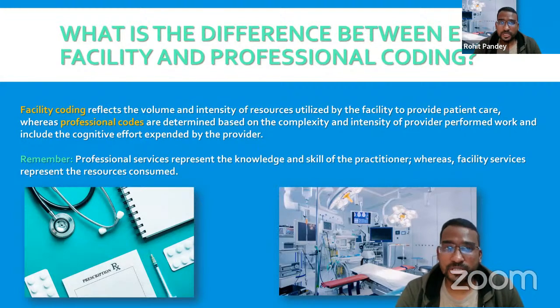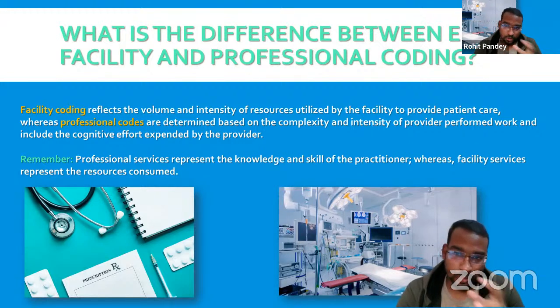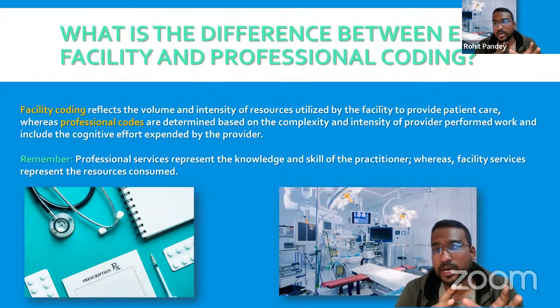Okay, whereas professional codes are determined based on the complexity and intensity of provider-performed work and include the cognitive effort expended by the provider. So professional coding is all about what the provider is doing, but in facility coding, it is about what resources were used, and what work was done by the provider.